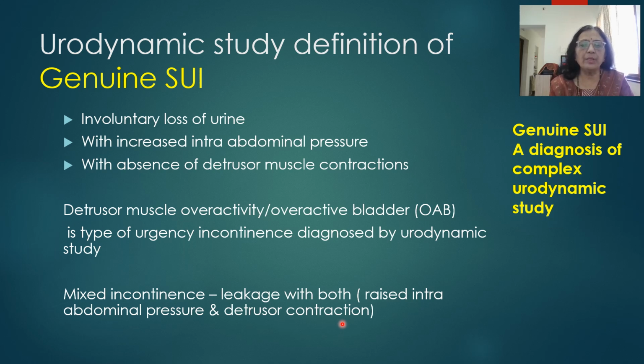So what we need to remember is the clinical definition of stress urinary incontinence is as the patient gives history of involuntary passage of urine with raised intra-abdominal pressure and which is bothering her. But if you are asked the question, what is genuine stress urinary incontinence? Your answer should be, it is the stress urinary incontinence which is diagnosed by doing urodynamic study where we document that there is incontinence with raised intra-abdominal pressure, but there is no associated detrusor muscle contraction. That should be the correct answer.